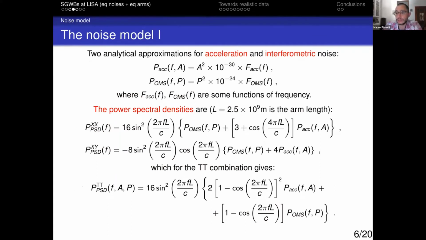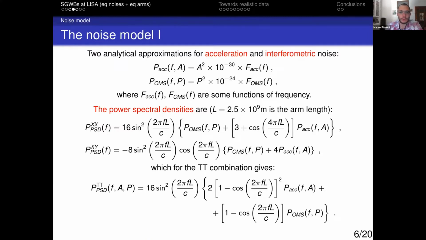The noise that we consider later on is basically coming out of two components. There's going to be an acceleration noise and an interferometric noise. Basically, as I will show in a moment, acceleration is going to dominate at low frequencies in most of the variables, and interferometric is going to dominate at large frequencies. Acceleration is basically related to the deviation from free falling for the test masses, and interferometric is just laser noise.